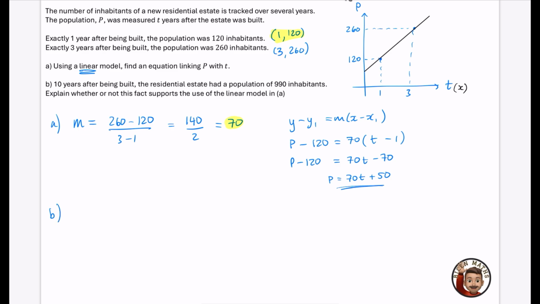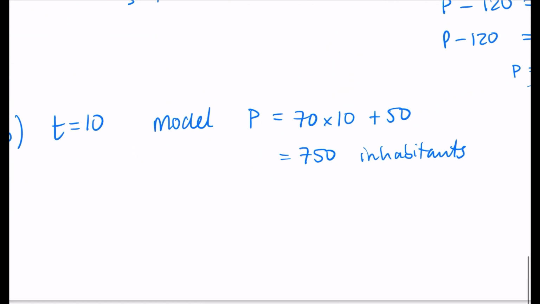So it says, 10 years after being built, the residential estate had a population of 990 inhabitants. Explain whether or not this fact supports the use of the linear model in A. So 10 years after being built, that means that T is equal to 10. Let's use our model to find out what it predicts. Our model would predict 70 multiplied by 10, because T is 10, plus 50. So our model gives only 750 inhabitants. Now that's very far away from 990. I'll say if it's within 10% range, but 750 and 990 are not within 10% of each other, this is not close to 990.